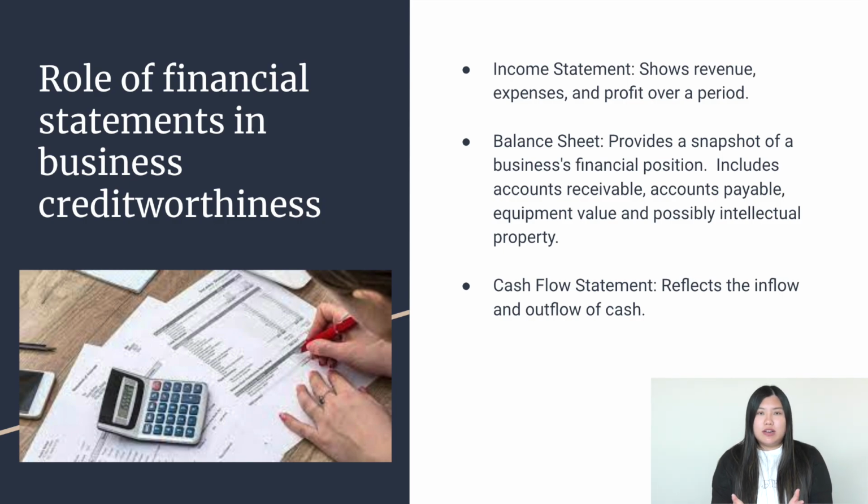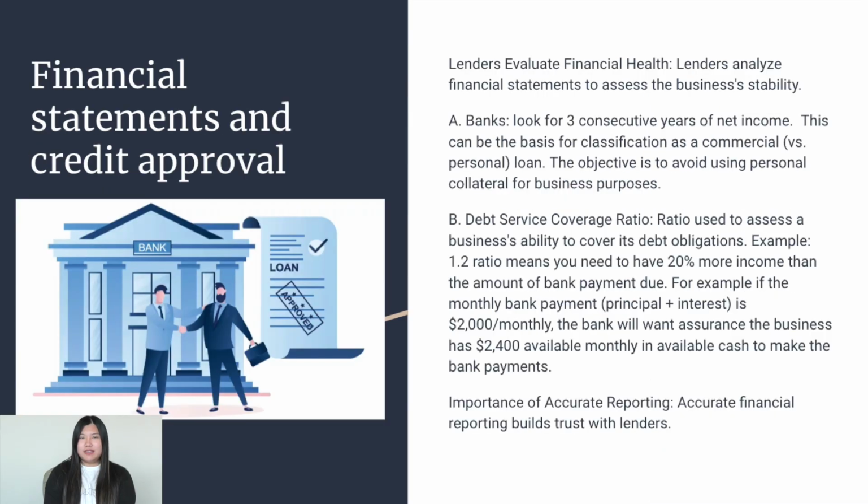Let's talk about what they are and what they are used for. So, the roles of financial statements in business creditworthiness. An income statement shows revenue, expenses, and profits over a period. A balance sheet provides a snapshot of a business's financial position that includes accounts receivable, accounts payable, equipment value, and possibly intellectual property. And the last thing is the cash flow statement, which reflects the inflows and outflows of cash. It's going to be a little heavy.